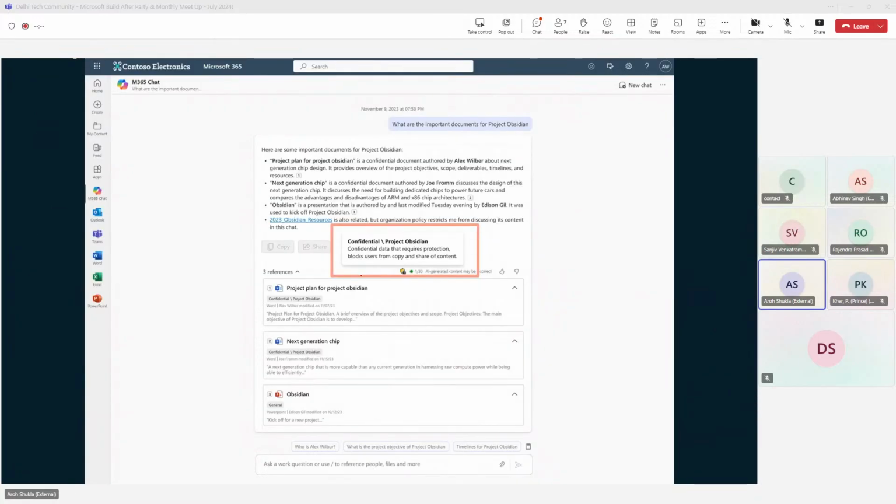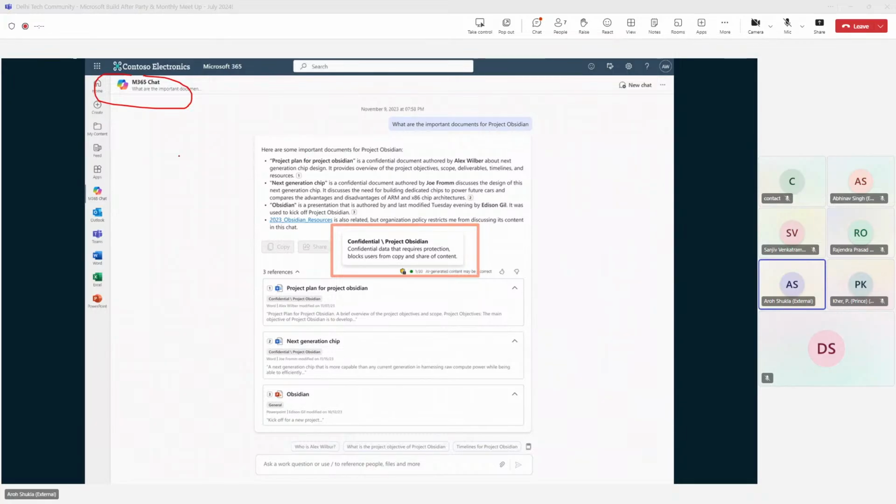This is one of the examples, a screenshot I want to share with you. This is Microsoft 365 Chat. In this example, I'm using Microsoft 365 Copilot and asking a question about a very important and secret document called Project Obsidian. This is a highly secure chip project. The company is making a highly secure application, and somebody wants to ask what the important documents are for Project Obsidian.